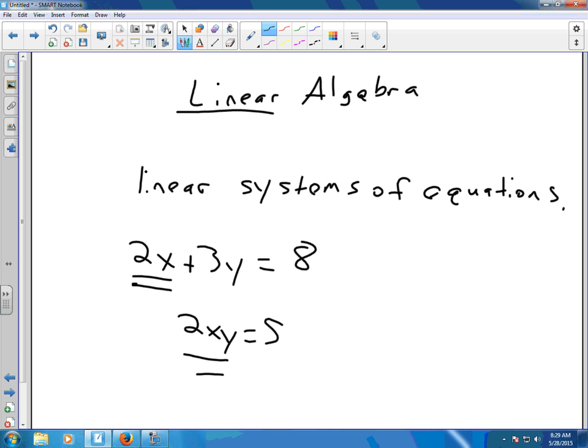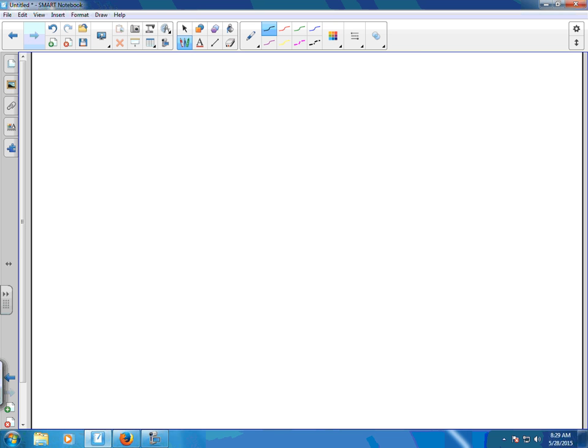So typically when we have a system of equations, we'll have more than one equation. So that's an example of a linear system of equations. We could have more equations than that.